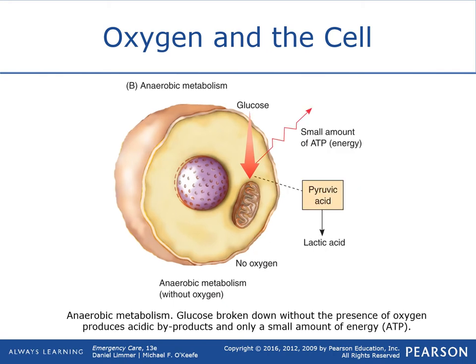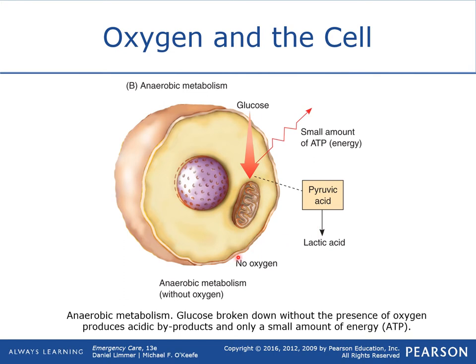So right here is a visual diagram of what we were just talking about with aerobic metabolism and anaerobic metabolism. So if you see, you have glucose coming in and hitting your mitochondria, and you have no oxygen present right here. So oxygen is not coming in through here, so you have a small amount of ATP coming out, but then you also have pyruvic acid, which turns into your lactic acid coming out.